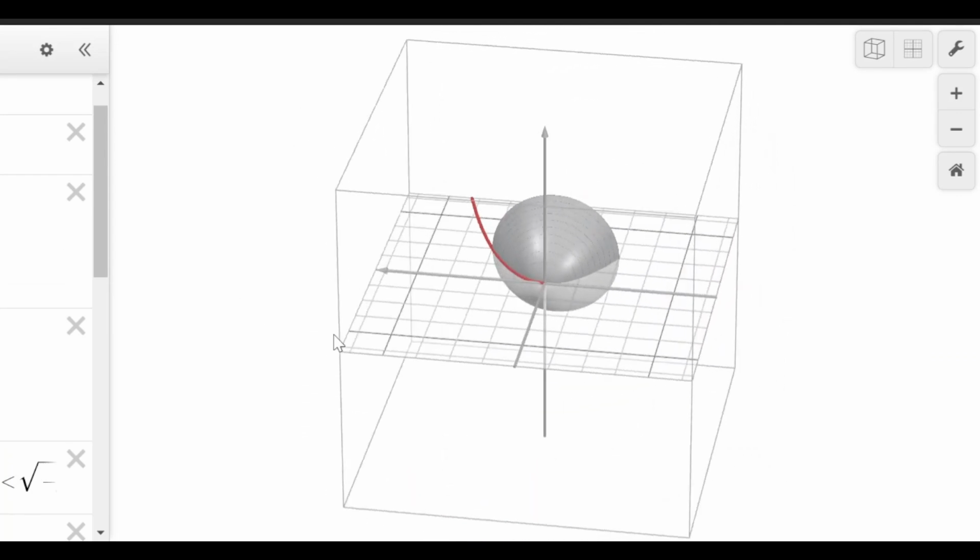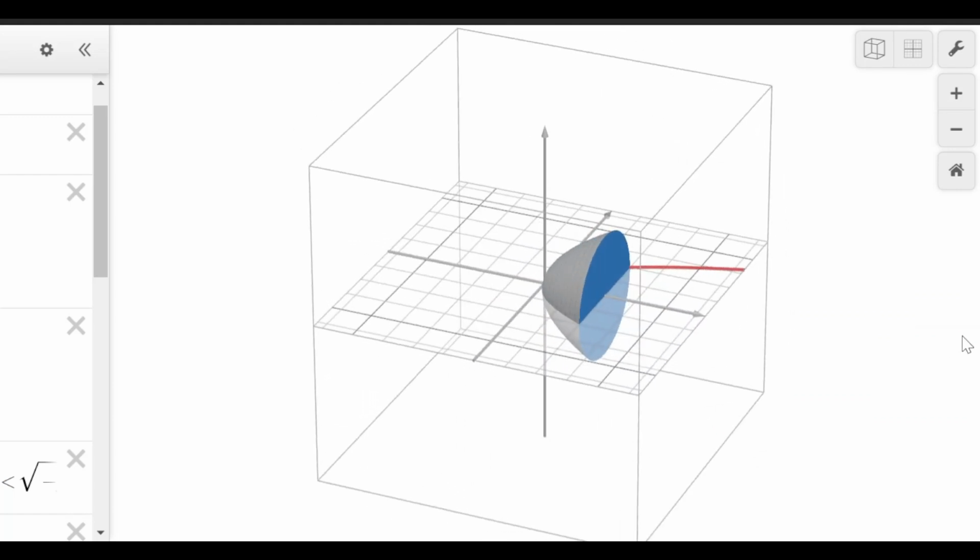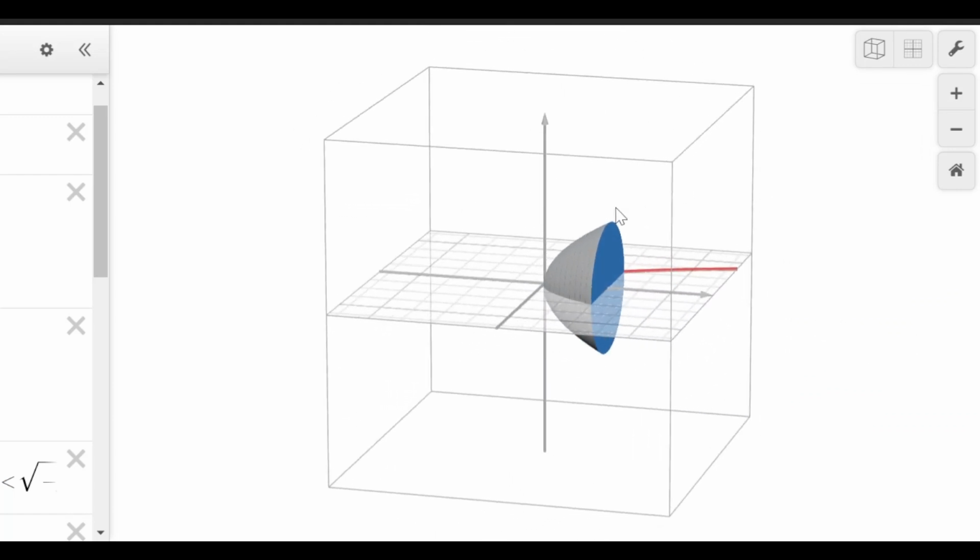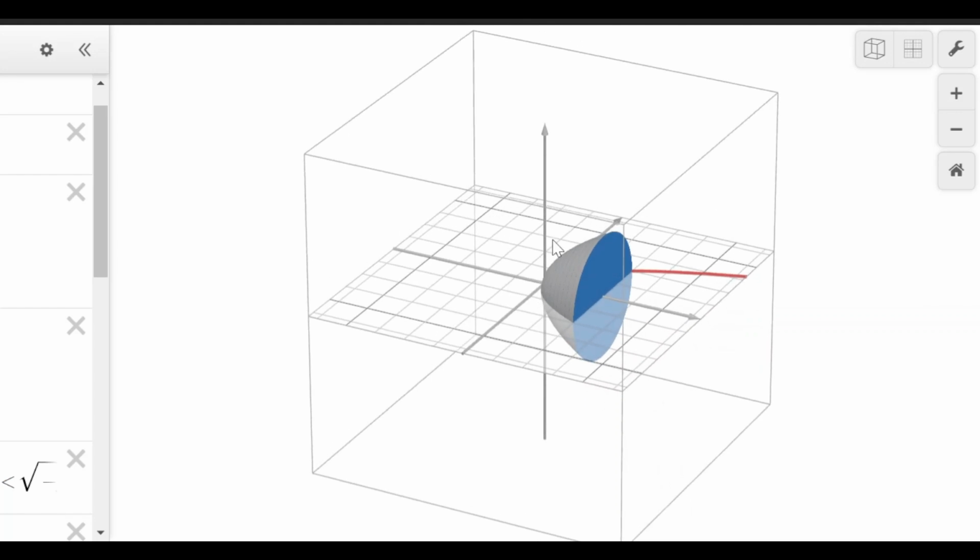So when we add up infinitely many things, we're integrating, so we can integrate the areas of all these little circles to get the volume of the solid of revolution. So let's see what that looks like.